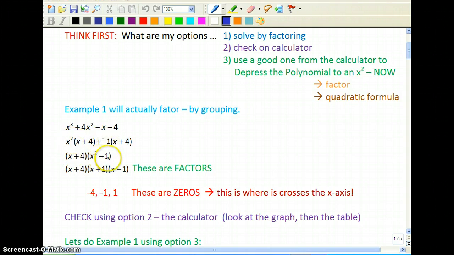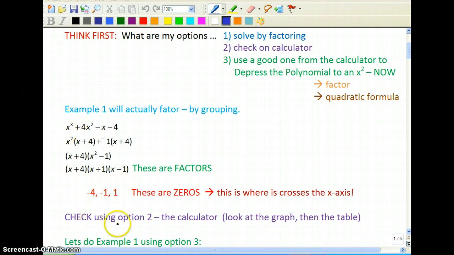That's a square minus a square, so I'll break that down to x plus 1, x minus 1. So my factors are x plus 4, x plus 1, x minus 1. It makes sense that I get 3 of them, because I'm talking about a cubed problem. If those are the factors, what are the zeros? Negative 4, negative 1, and positive 1. That's where this graph is going to cross the x-axis. You would never get any more than 3 because it's an x to the third problem.